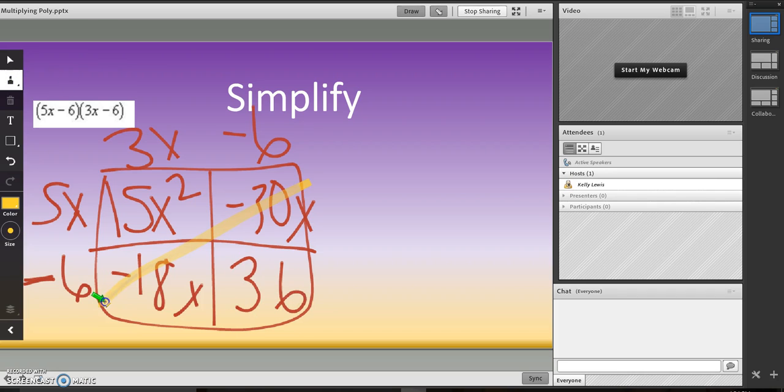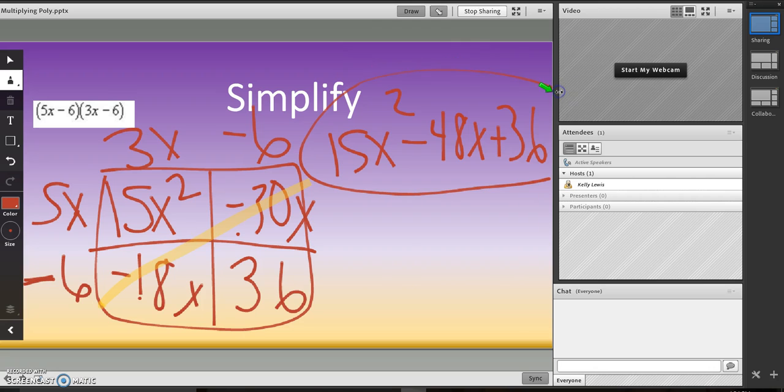Now, if you want to do FOIL while I did a box, totally fine. All right, so we have 15x squared. We have a negative 18 and a negative 30, so negative 48x, and then we have a positive 36. That's our answer.